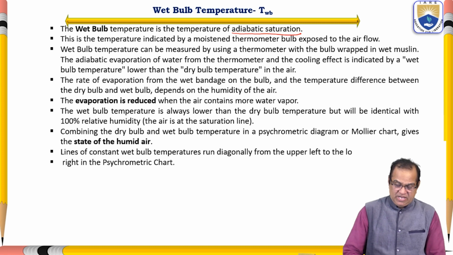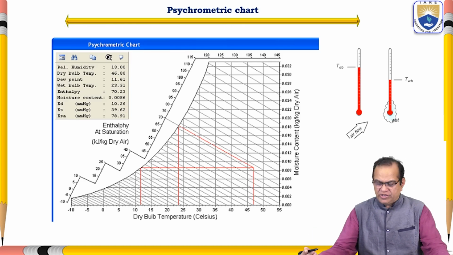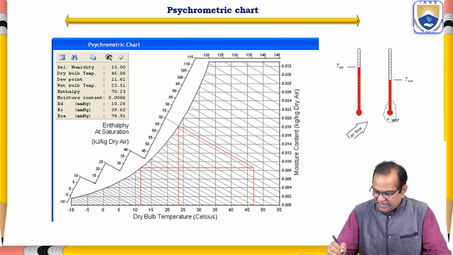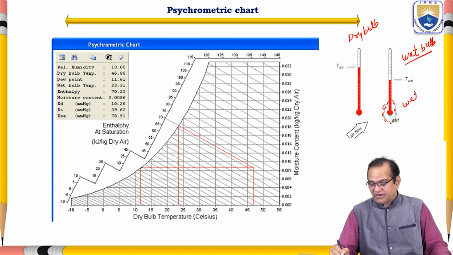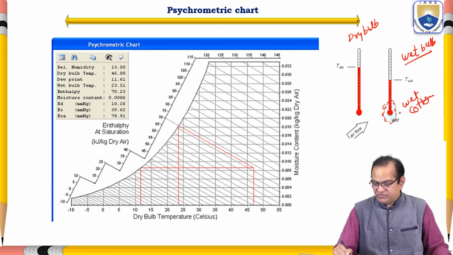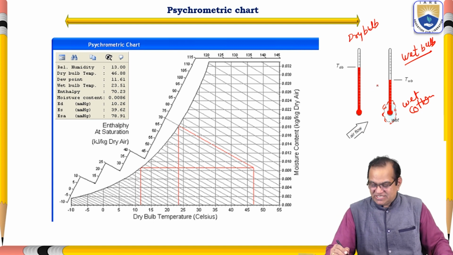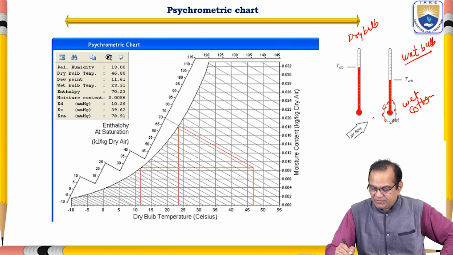Now, in the psychrometric chart, I have depicted here that the air is flowing. This is the dry bulb and this is the wet bulb. So why is it called wet bulb? Because here we have put some bandage or some cotton, and it is wet cotton. If you put the wet cotton, whatever it is reading is your wet bulb temperature. And if it is not there, and only the air is entering, then this is called the dry bulb temperature.